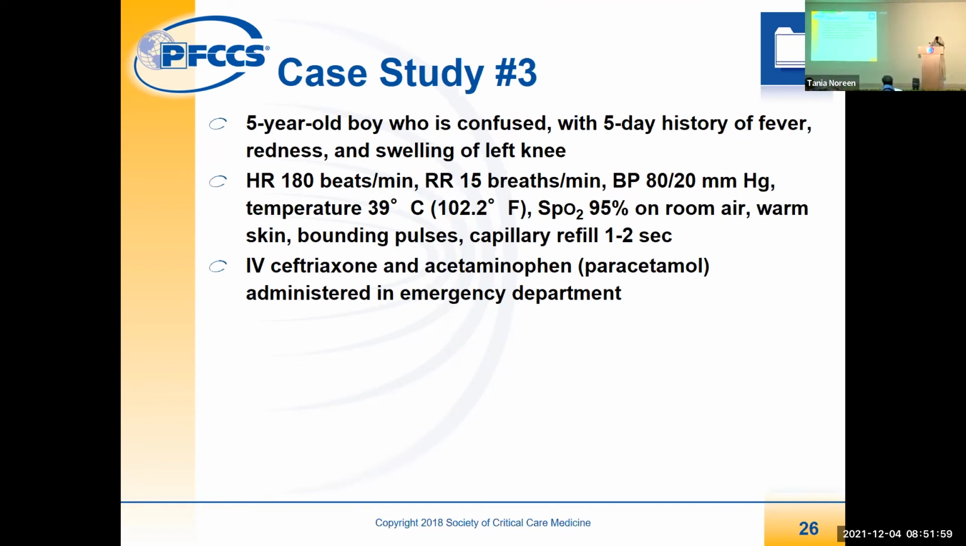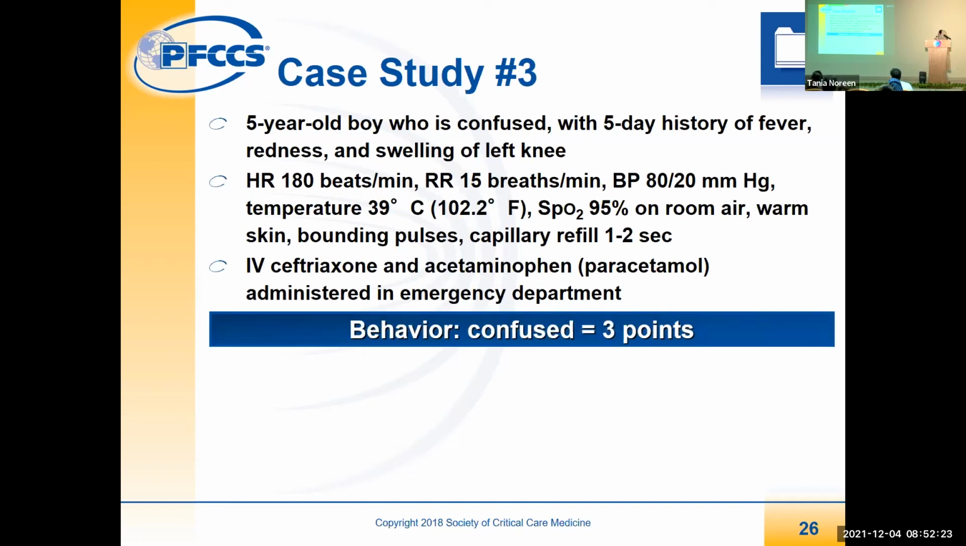So this is high for him. Respiratory rate is 15 breaths per minute. Blood pressure is 80/20. Temperature is 39 degrees centigrade or 102 Fahrenheit. Saturation is 95% on room air. He has warm skin, bounding pulses. Capillary refill time is 1 to 2 seconds. He is on IV ceftriaxone and acetaminophen that was administered in the emergency department.